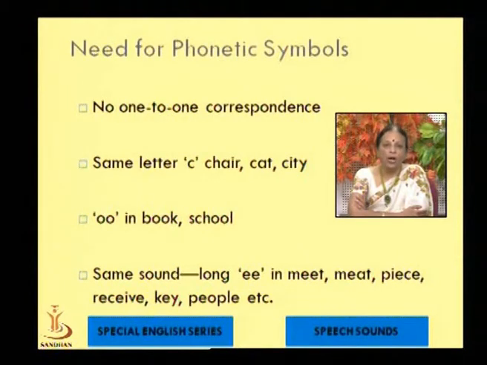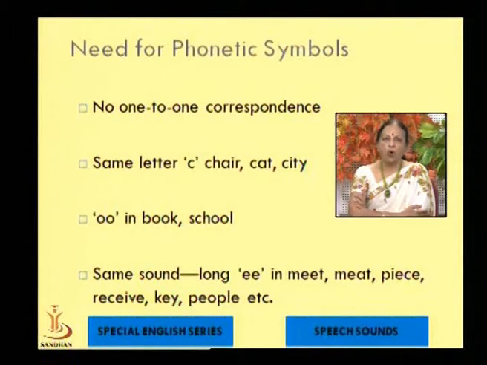There is no one-to-one correspondence. Look at the letter C in chair. Look at the letter C in cat. Look at the letter C in city. Chair, ch. Cat, k. City, s. In most of the Indian languages, you would have no problem, because you would be writing ch or k or s, not the letter C.